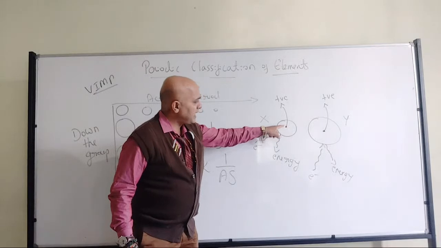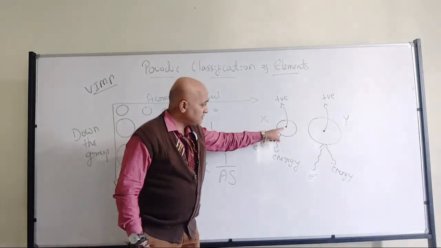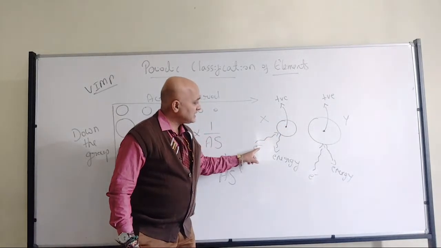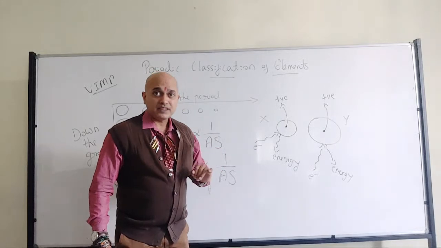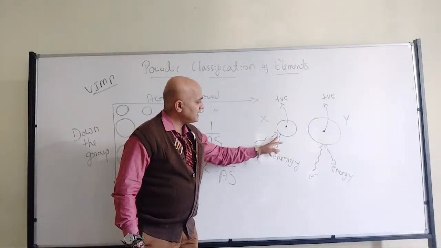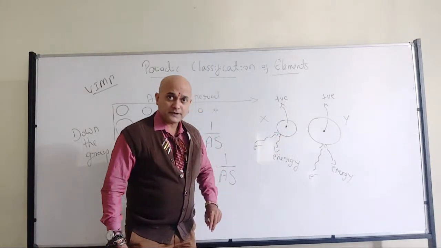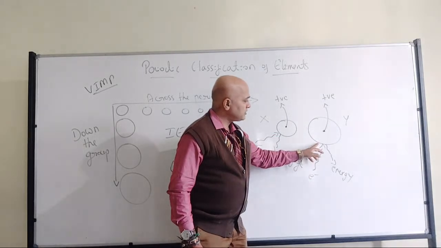Consider this one as a magnet. It's not a magnet, but you should consider this as a magnet, and this electron which I am adding, consider that one as an iron nail. Now, this is the outermost shell. I am adding the electron to this outermost shell.